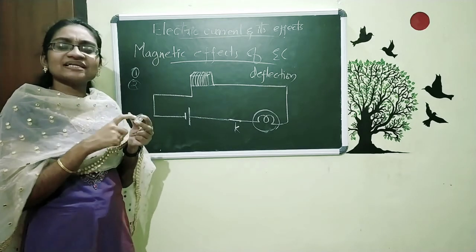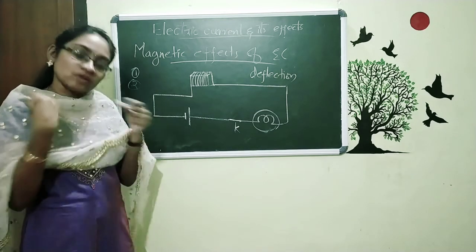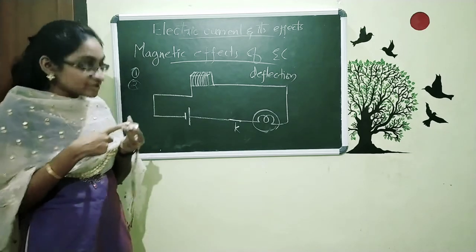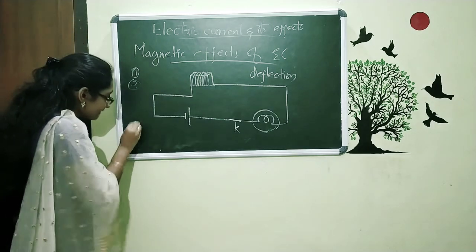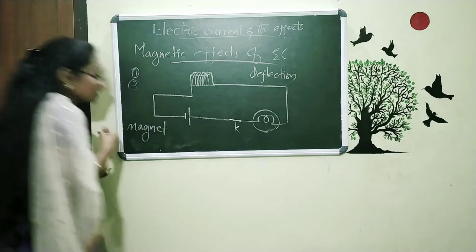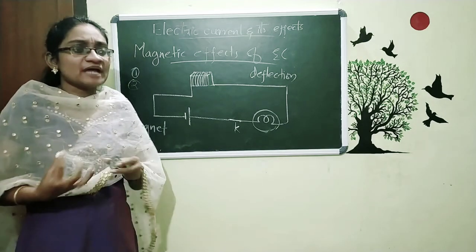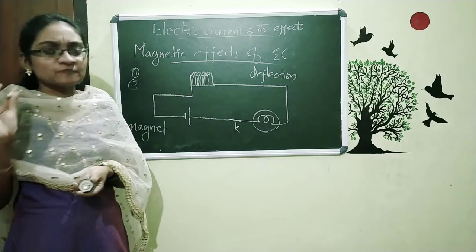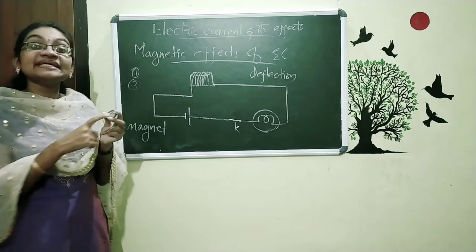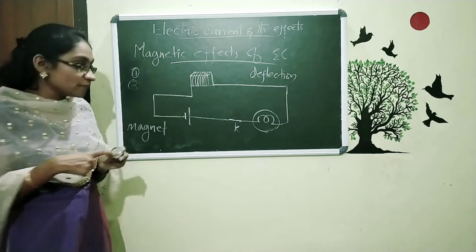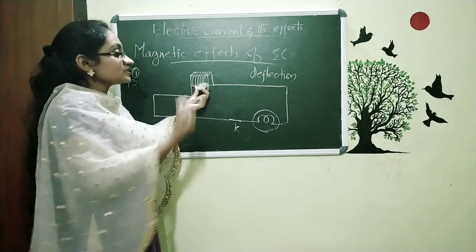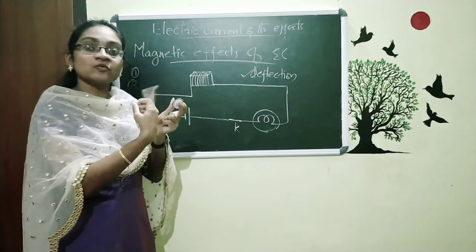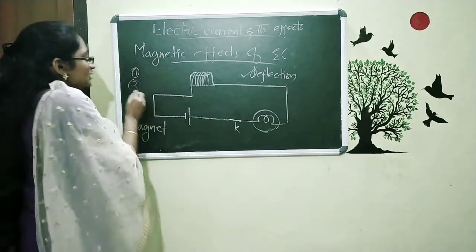And what is this needle in this compass? What is the material it's made of? It is actually a magnet. This is a needle magnet. There are different types of magnets like bar magnet, ring magnet, disc magnet. Likewise, a needle magnet is present inside this compass. So, when the electricity is flowing through this, we can see that it is getting deflected or vibrated. So, that is the third thing.